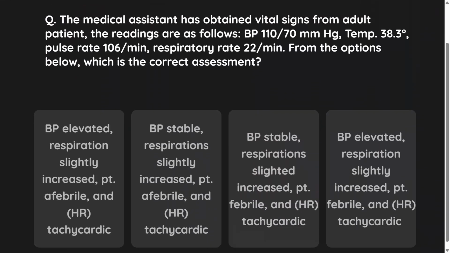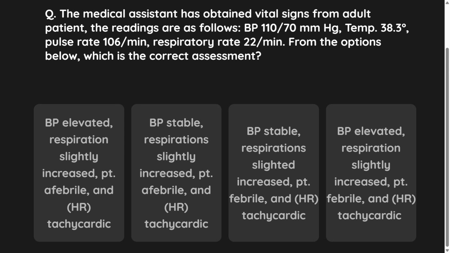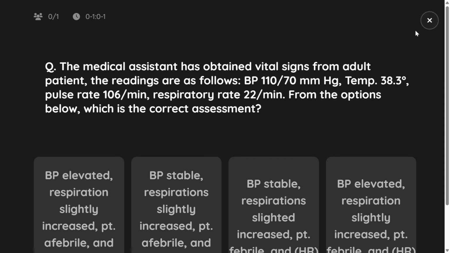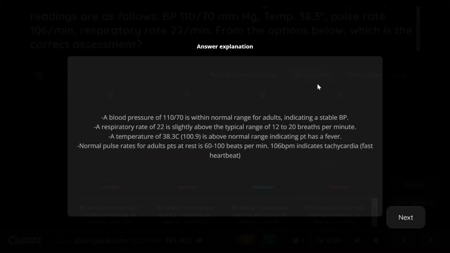A: The blood pressure is elevated, the respiration is slightly increased, the patient is afebrile, and the heart rate is tachycardic. B: The blood pressure is stable, the respirations are slightly increased, the patient is afebrile, and the heart rate is tachycardic. C: The blood pressure is stable, the respirations are slightly increased, the patient is febrile, and the heart rate is tachycardic. Or D: blood pressure elevated, respiration slightly increased, patient febrile, and heart rate tachycardic. Out of these 4 options, what do we think is the most logical?